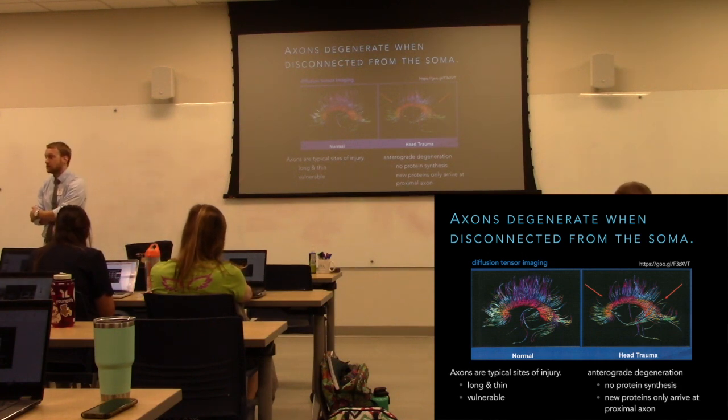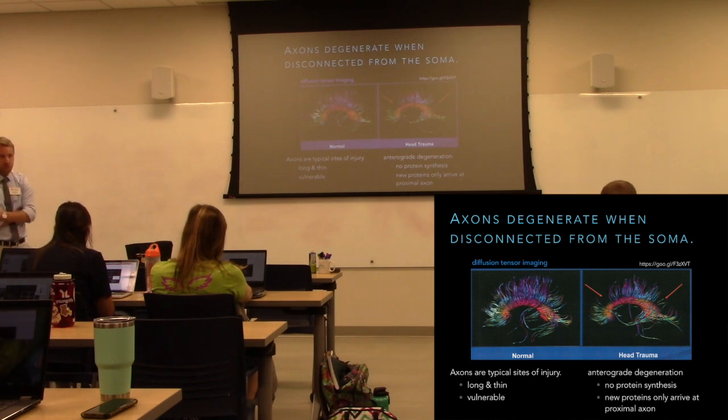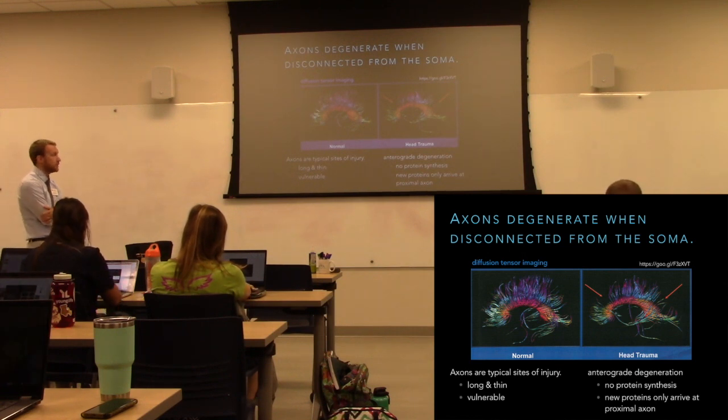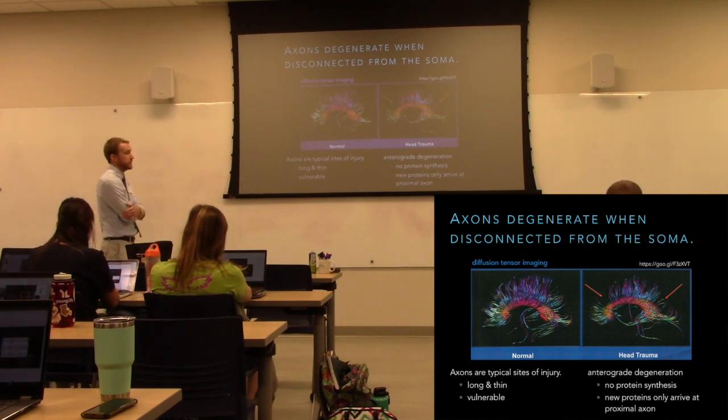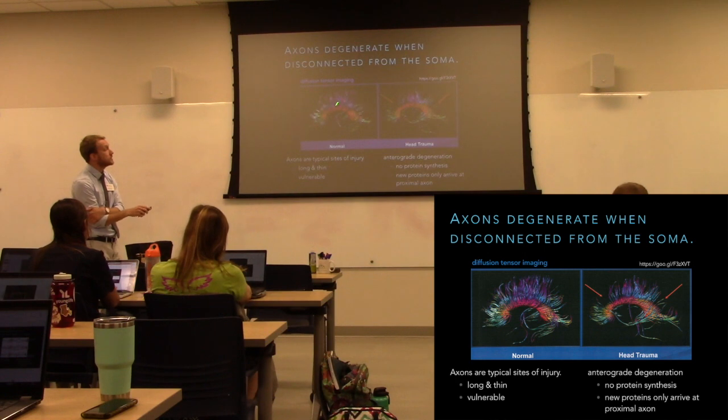axon loss occurs whenever we have nervous system injury. They are very easy to break because they're long and thin. And here we can see the loss of axons. Sort of. We're actually just comparing two different people.